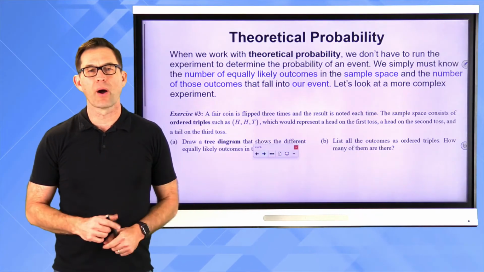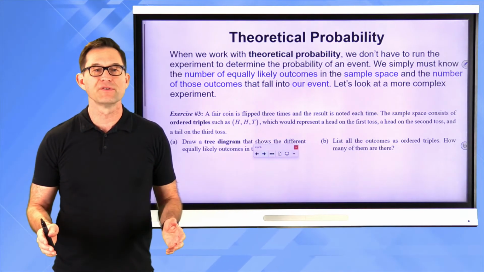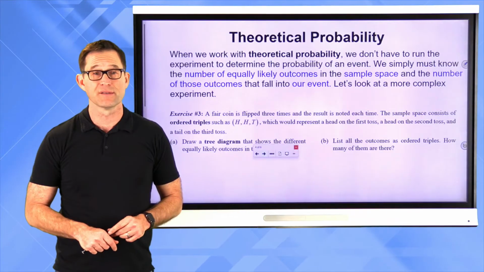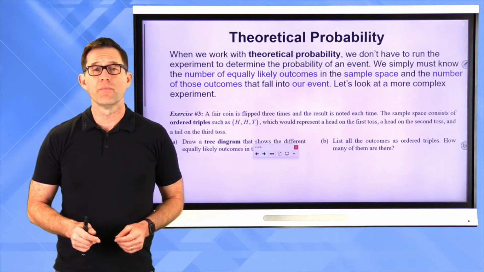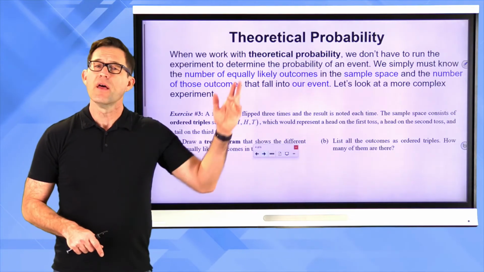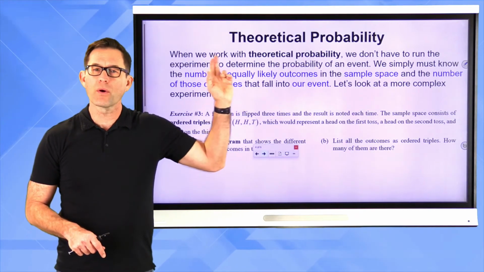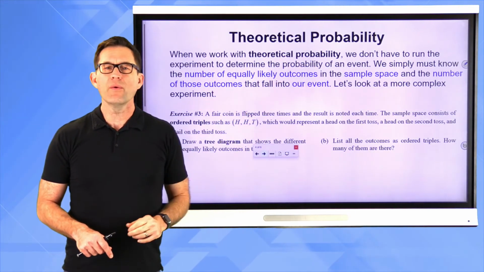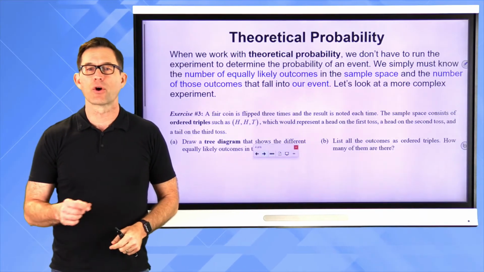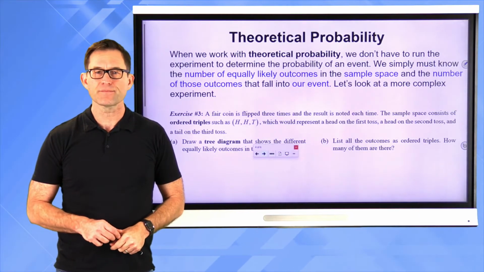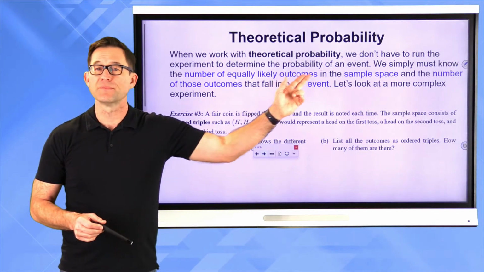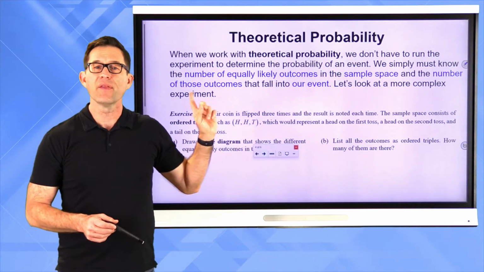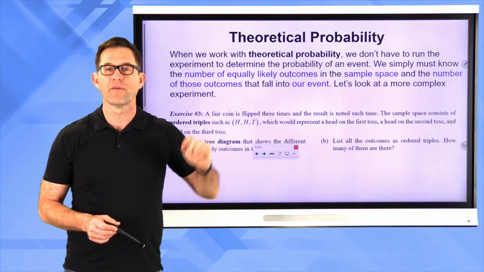There's two types of probability that we're going to be looking at throughout this unit and our next unit on statistics. One's called theoretical and one's called empirical. We'll get to empirical at the end of this lesson. But when we work with theoretical probability, we don't have to run the experiment to determine the probability of an event. We simply must know the number of equally likely outcomes in the sample space and the number of those outcomes that fall in our event.